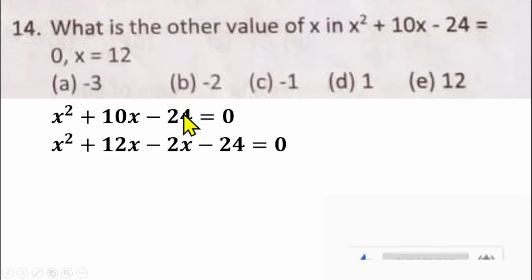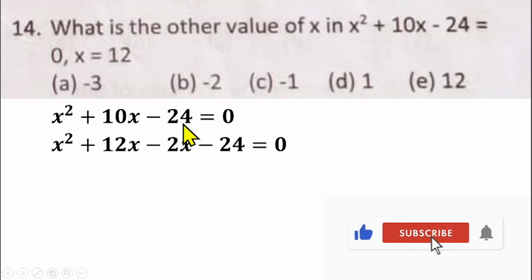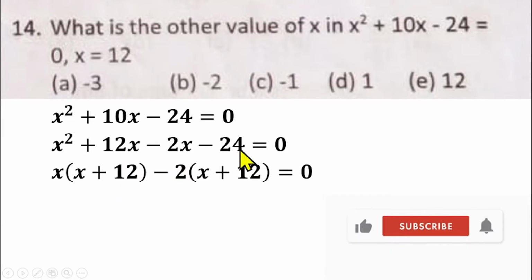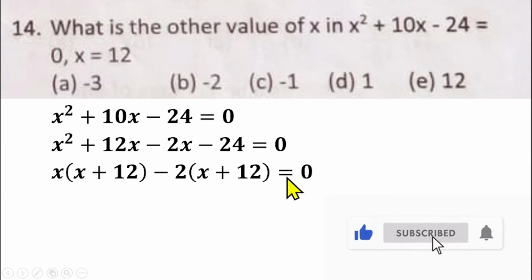Look for two numbers you can multiply together to give us minus 24, and when you add them to give us plus 10, that should be 12 and minus 2. So 12 times minus 2 will give us minus 24, then 12 minus 2 will give us 10. So those two numbers will now replace 10x here. So you'll be having x squared plus 12x minus 2x minus 24 equals 0. Factorize this. x is common here, you have x into x plus 12. Minus 2 is common, you have minus 2 into x plus 12 equals 0.